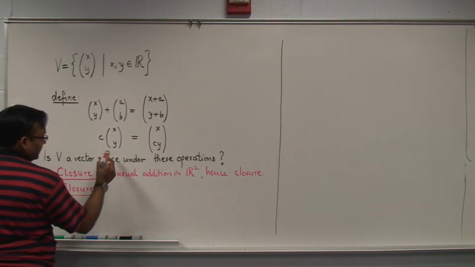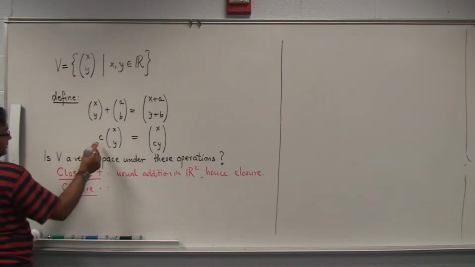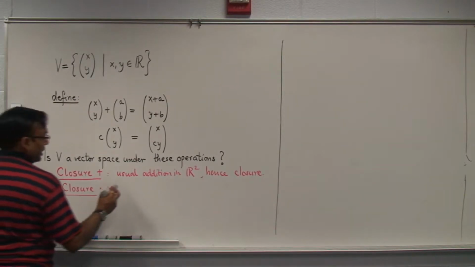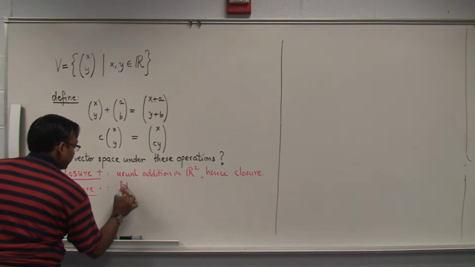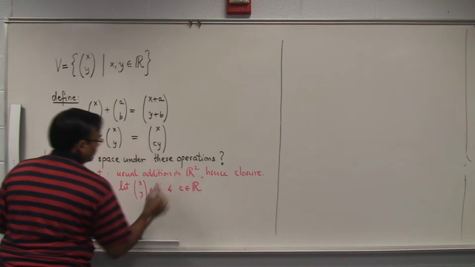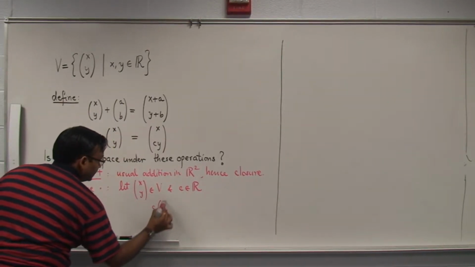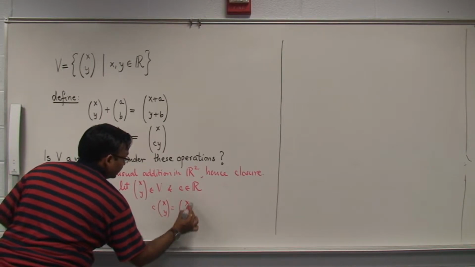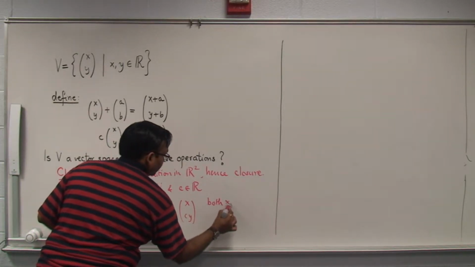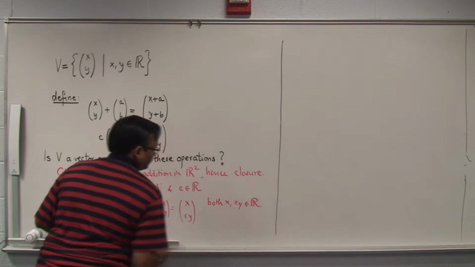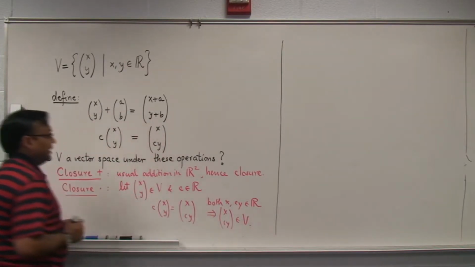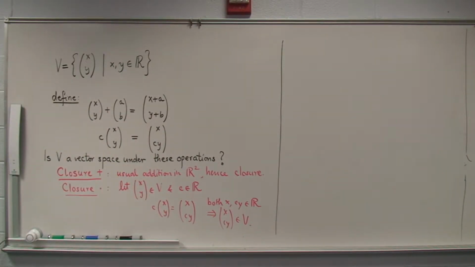Well, let's see. If I pick a vector in R2, in V, and multiply it by a scalar under this definition, the first component and the second component both belong to R. So suppose I pick (x, y) in V, and suppose I have a scalar c, then c times (x, y), which is basically (x, cy), both the components, both x and cy are in R. This implies this vector (x, cy) will also belong to V. Hence it is closed under multiplication also. So closure is not a problem.